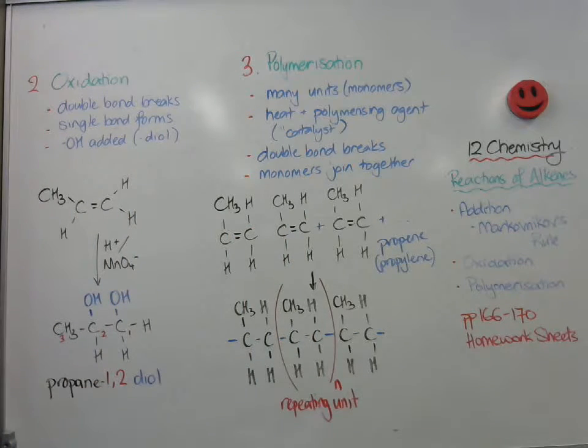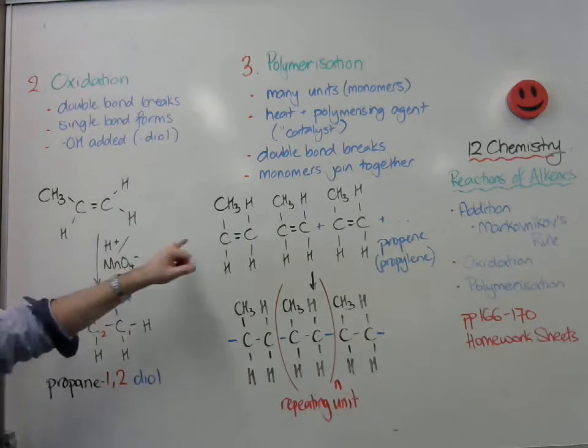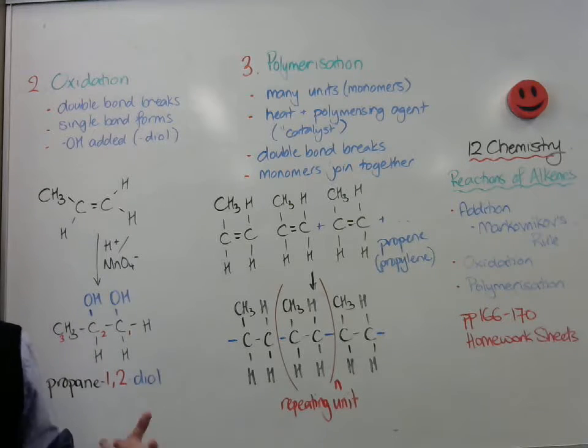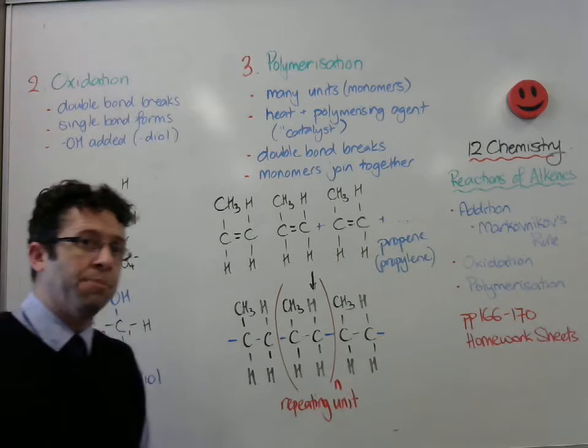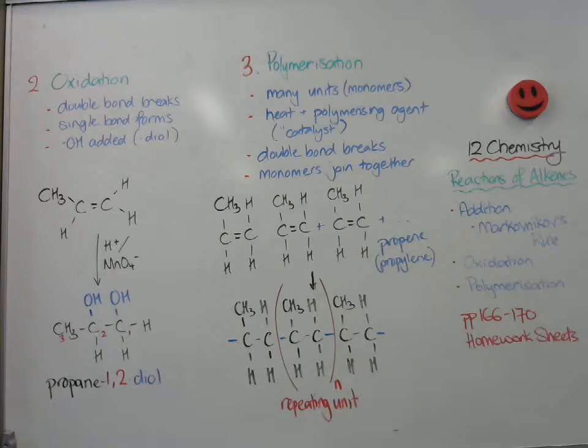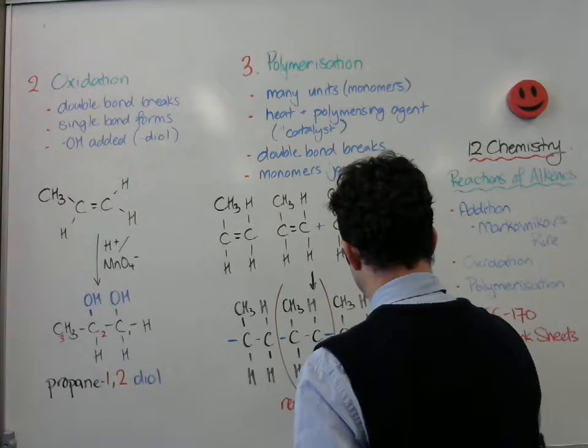And naming these is really, really easy. The monomer is called propene or propylene. So the polymer that's made is called polypropene or polypropylene. And the bets are on a cold day, most of you are wearing some polypropylene. Okay, it's thermals. That's only thermals. So polypropylene is this.